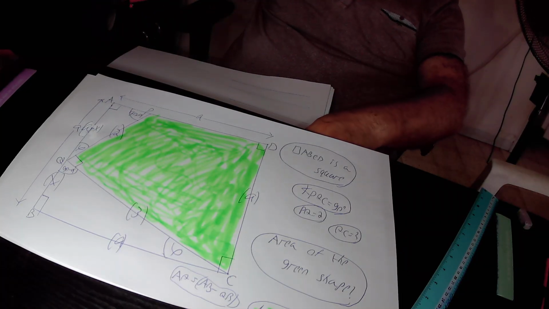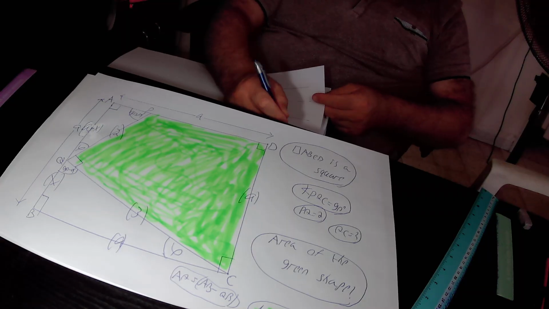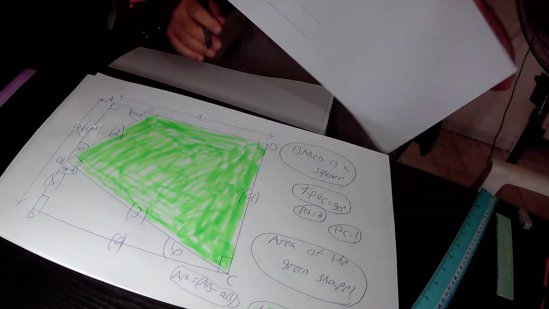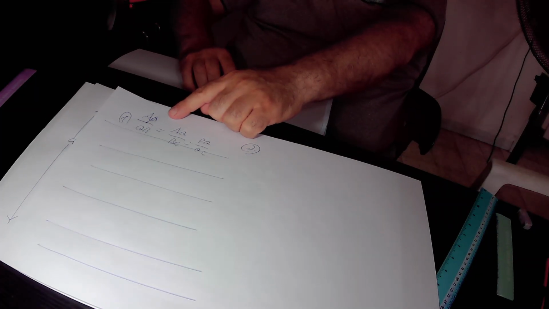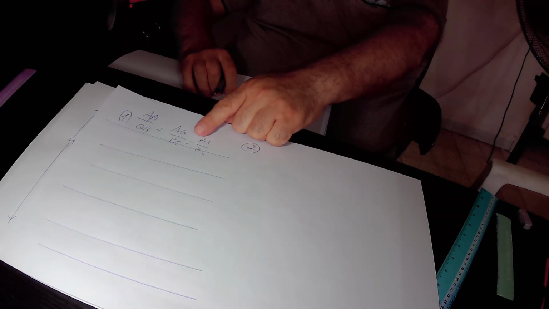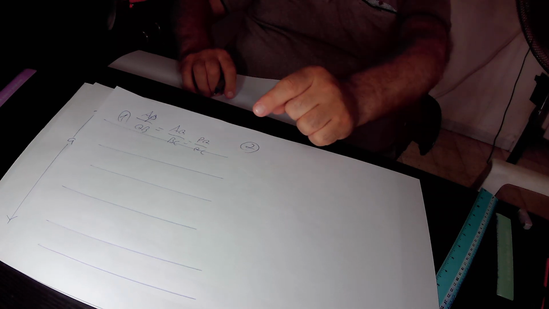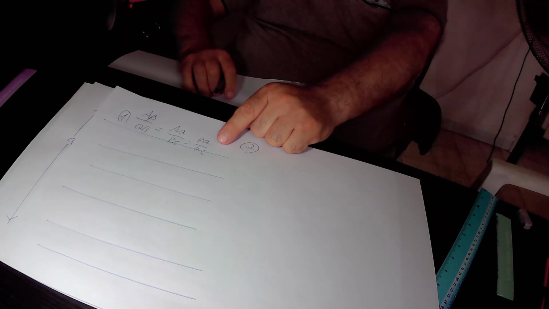So repeat again. We derive that side AP in the right triangle APQ over side QB in the right triangle QBC is equal to side AQ in the right triangle APQ over side BC in the right triangle QBC, and also equals side PQ in the right triangle APQ over side QC in the right triangle QBC.